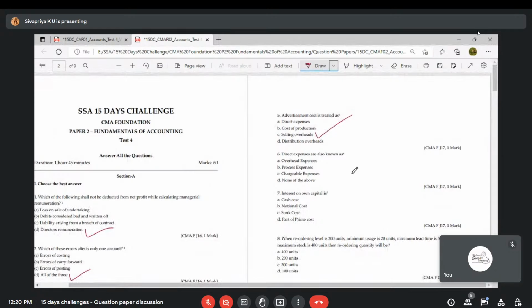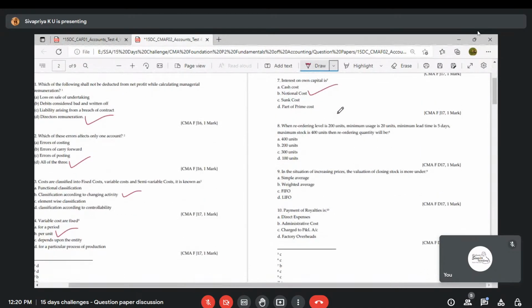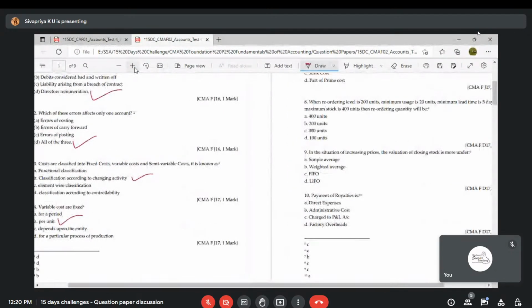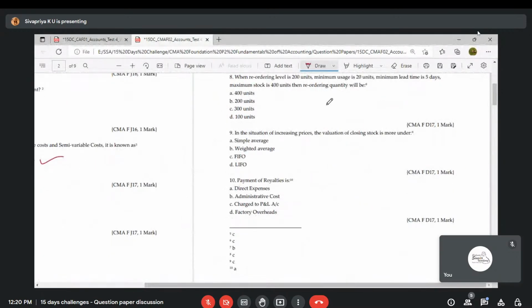Advertisement cost, selling and distribution. Direct expenses is a chargeable expense. Interest on own capital is a notional cost. When the reorder level is 200 units, usage is given. So here the reorder quantity will be 300 units. In case of increased prices, the answer is C. Payment of royalties, it is a direct expense.